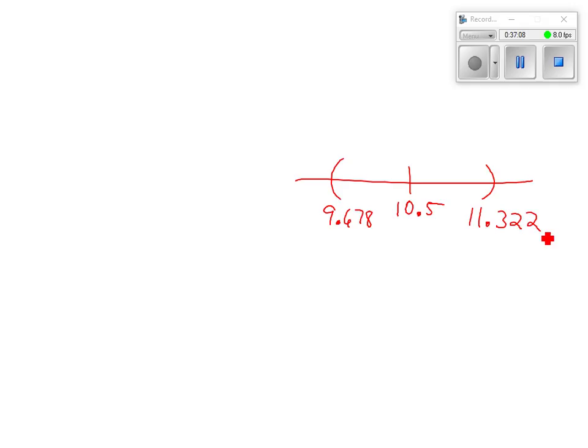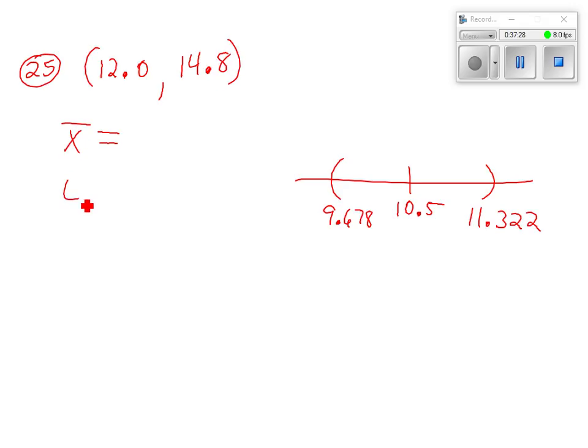All right, flip over to the next part, 25 through 28. You should be able to do these without me doing any of them, but we'll do one. Somebody tell me, what's 25 say? 12.0, 14.8. They want you to find x bar and the margin of error. How are you going to find x bar? How are you going to find what's right in the middle? Add them up, divide by 2. Somebody do that for me. 13.4. Does it make sense that that's 13.4? Yeah. Remember, that's called your point estimate.